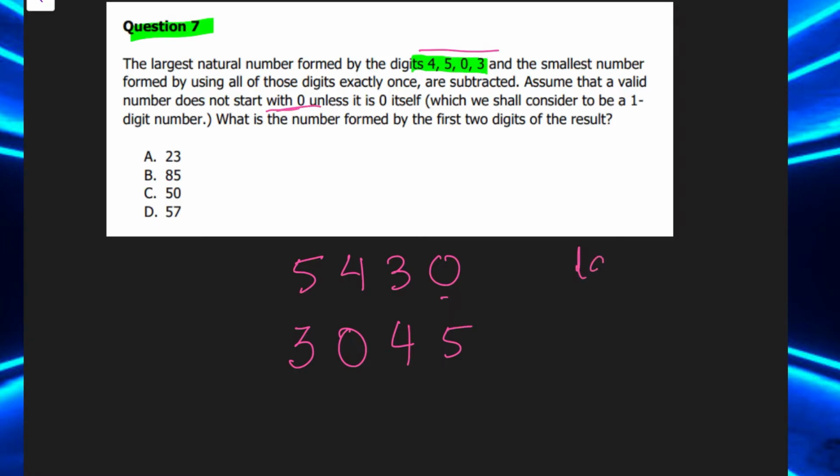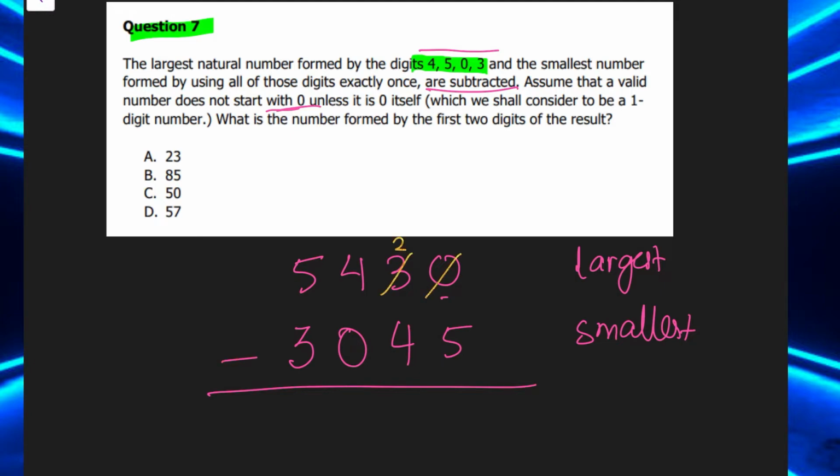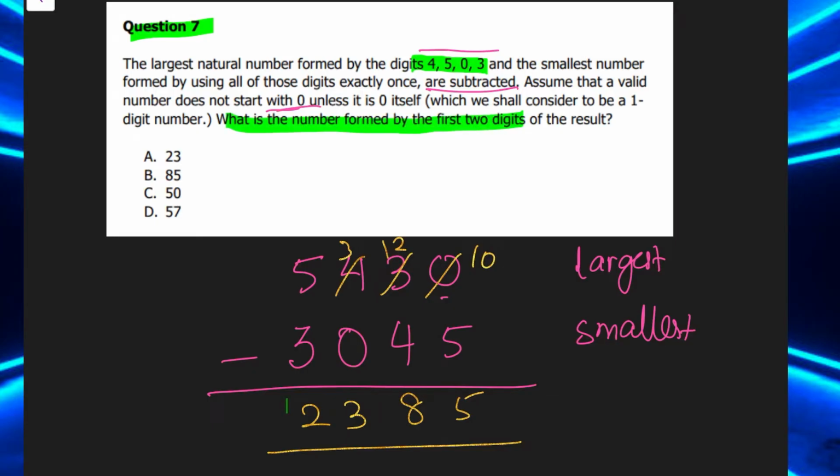So this is the largest, and this is the smallest number we have from those digits, and they are subtracted. Let's subtract them. So this is 2, 10. We have to carry again, 8, 3, 2. This is a subtraction. Now in the question they're asking what is the number formed by the first 2 digits of the result. The first 2 digits are here, 23. So the answer is A. That's our answer.